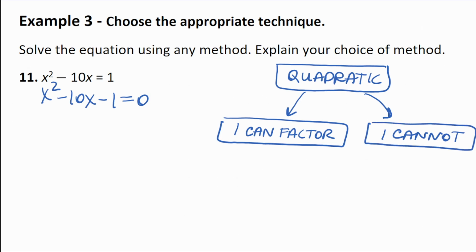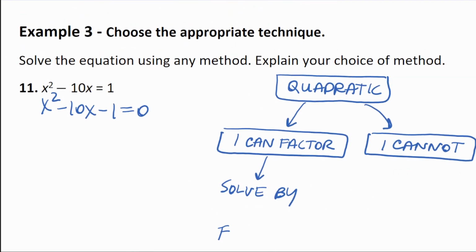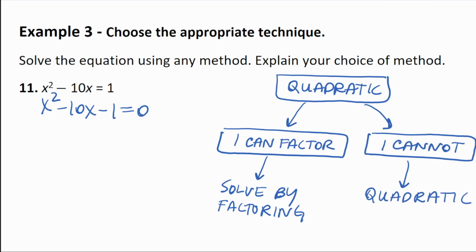I am not able to factor. If I can factor, I'm going to solve by factoring. Every time. And if I can't factor, every time I'm going to use the quadratic formula. I think that's the way to go. You could also complete the square, but I'm really recommending that you find it in yourself to just memorize the quadratic formula.